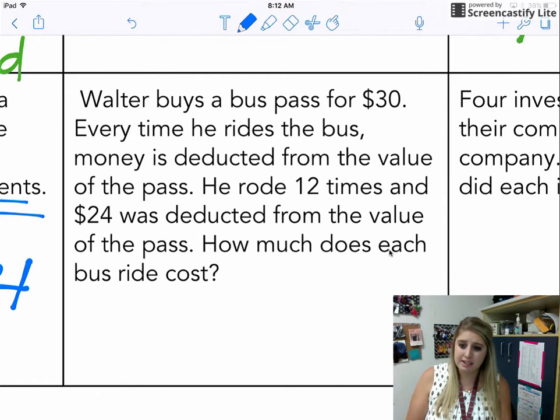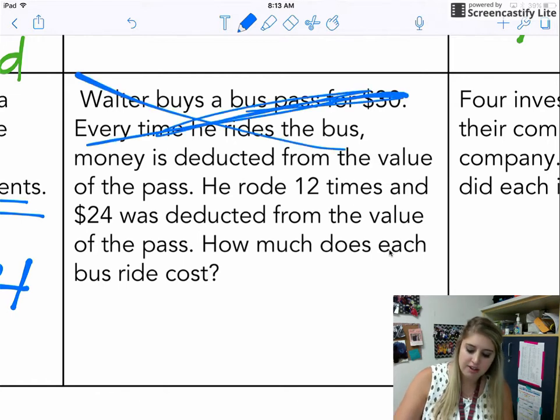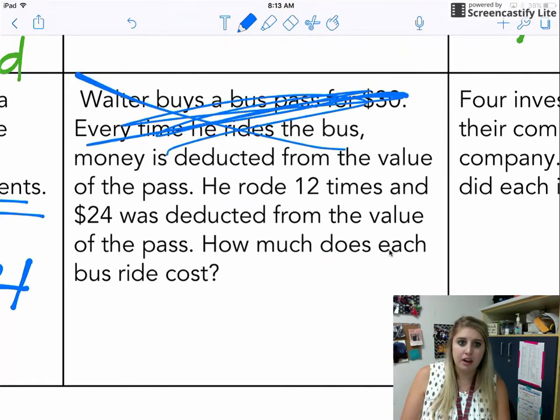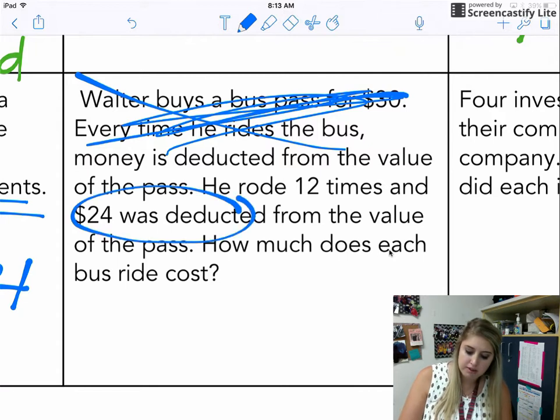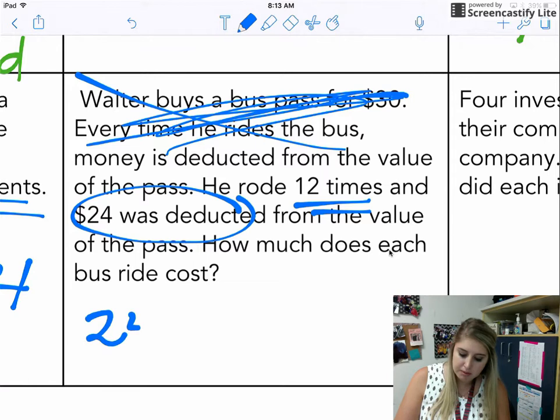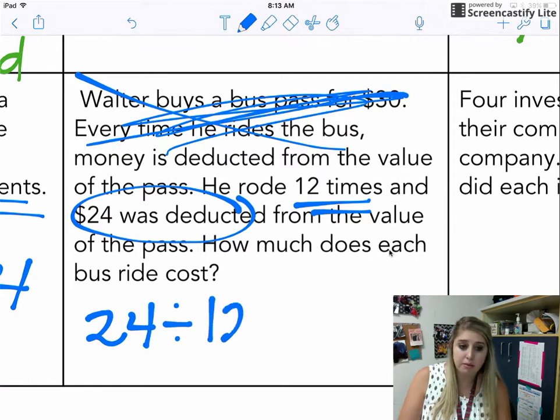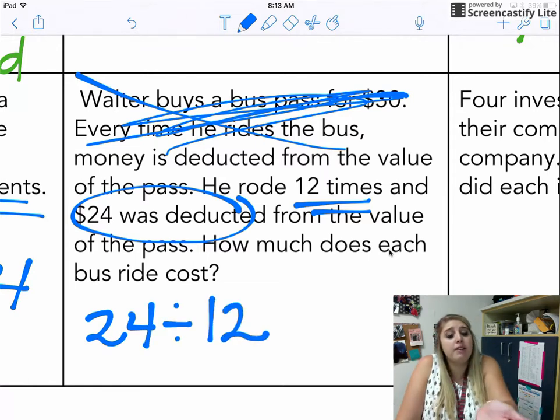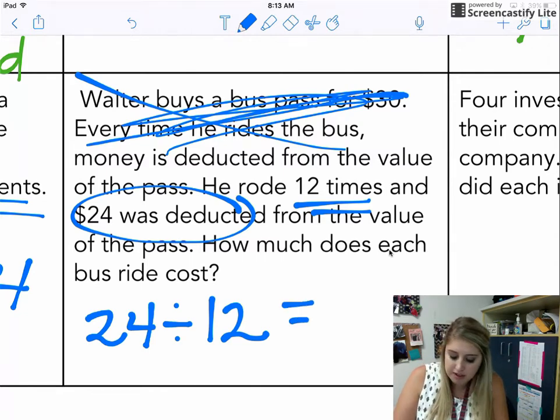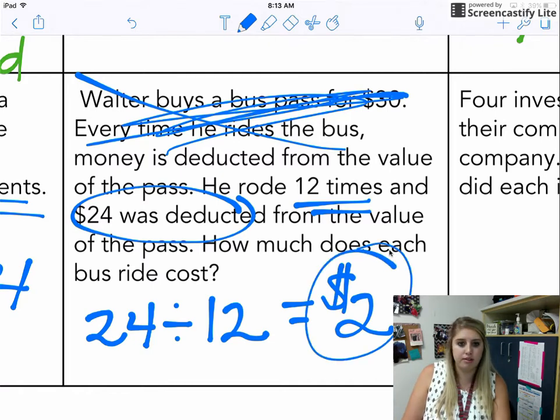So this one's kind of sneaky. This part you actually don't even need. All I care about is $24 was deducted, and he rode it 12 times. So this would be 24 divided by 12. And I don't even have a negative or anything like that, because in this case it says, how much does the bus ride cost? The bus ride costs $2.